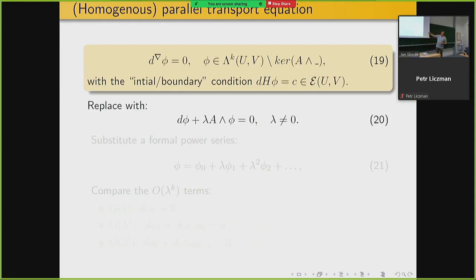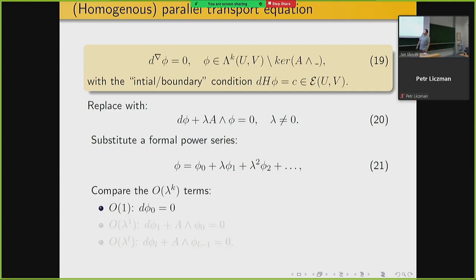Okay, so how to solve this equation? Well, if you are a physicist or you work with differential equations, it's very easy. Just simply use a perturbation series. So, for example, introduce some small parameter lambda, which is a real non-zero parameter, and just assume that your solution is in the form of a power series: lambda squared, and so on. Just plug it into this and compare all the terms with the same power of lambda. At the power lambda to the 0, so at 1, it is d phi 0 equal to 0. So it says that phi 0 is an arbitrary exact form. Okay, and then the first term is d phi 1 equal to A wedge phi 0.